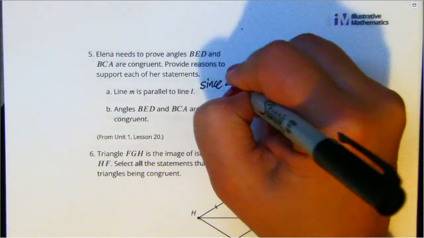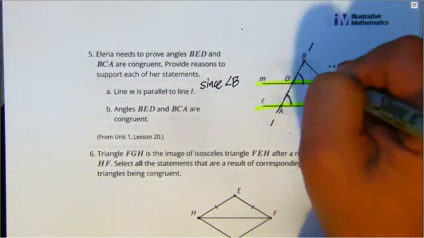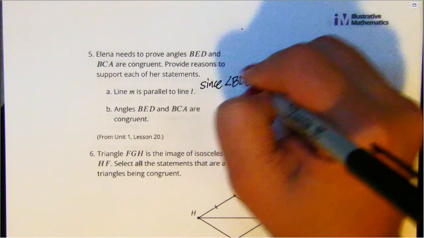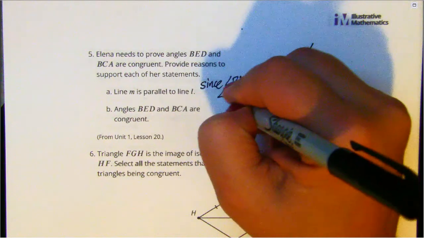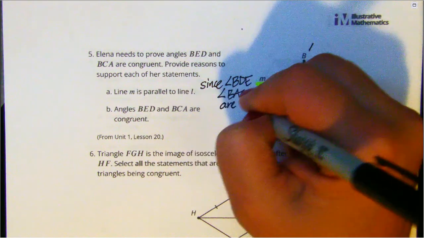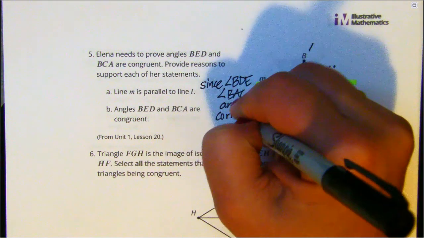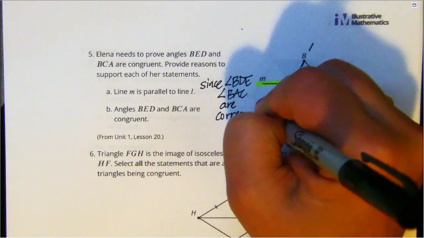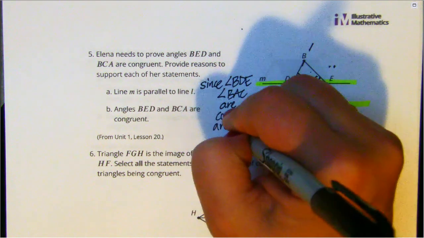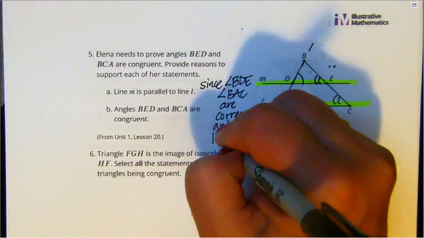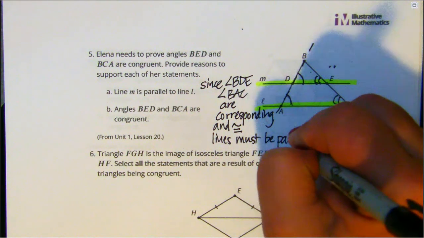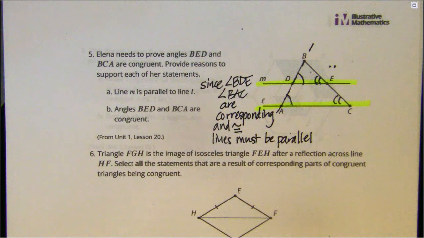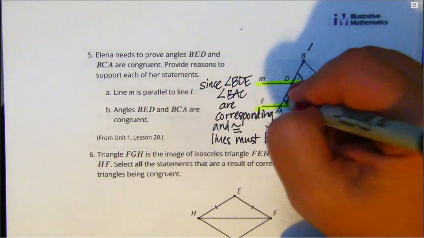Since angle BDE and angle BAC are corresponding and they're congruent, the lines must be parallel. It's kind of like the reverse. If I tell you the lines are parallel, then you know these two angles are congruent.